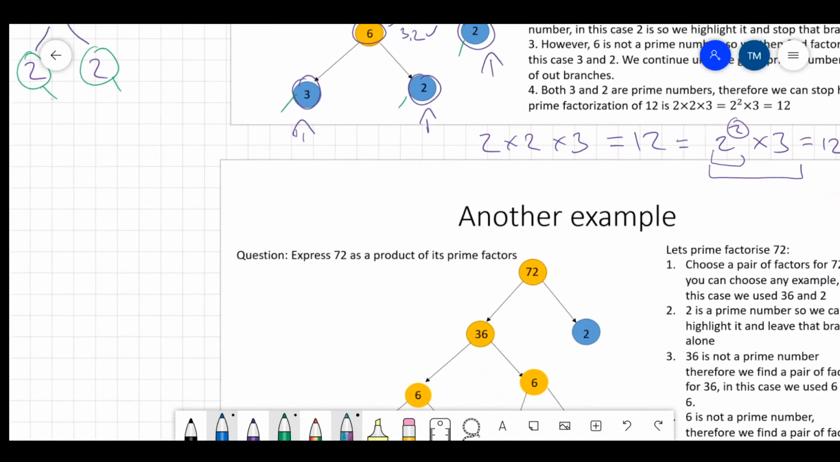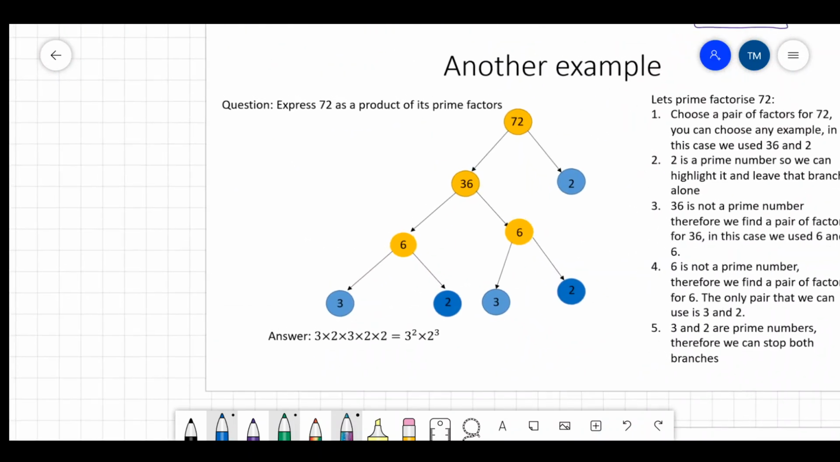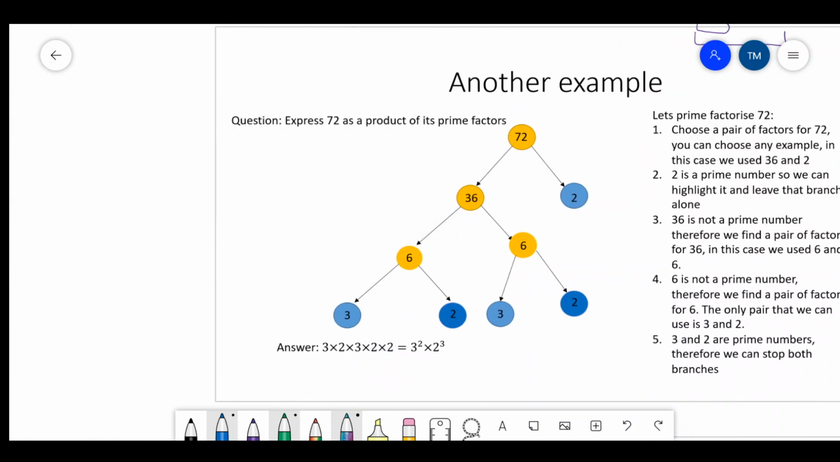Let's have a look at another example then. So another example is 72. So when you have a bigger number, sometimes it's hard to know where to start. I generally divide everything by 2 first. If it doesn't divide by 2, then try 3, try 4, try 5, 6, 7 until you get the lowest number, because it just helps you know where to start from rather than just guessing random numbers.